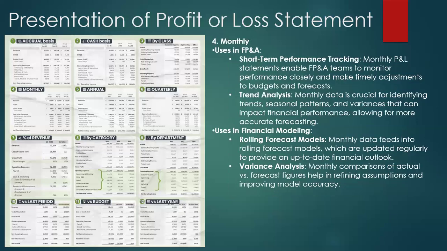Next, you prepare your monthly statement for short-term performance tracking. Your monthly profit and loss statement enables the FP&A team to monitor your performance closely and make timely adjustments toward the budget and forecast. Yes, it's about the time and requirement of your team to get an annual budget, and to get your quarterly or monthly budget. That budget or forecast helps you make decisions for the short term.